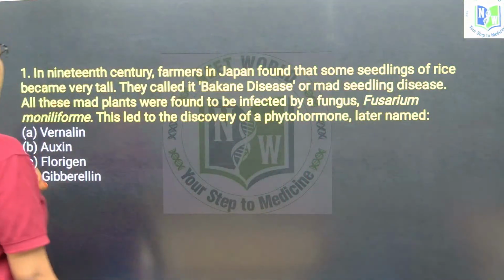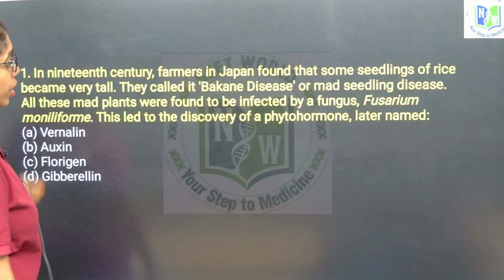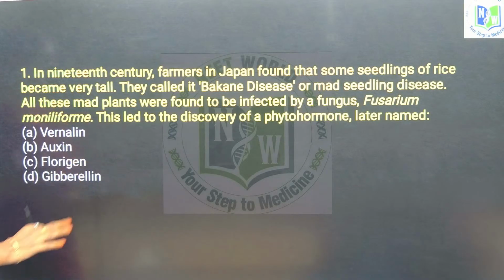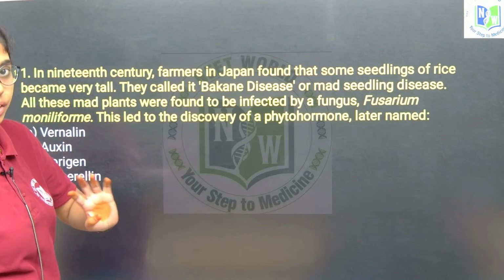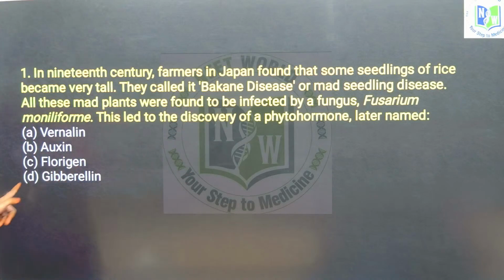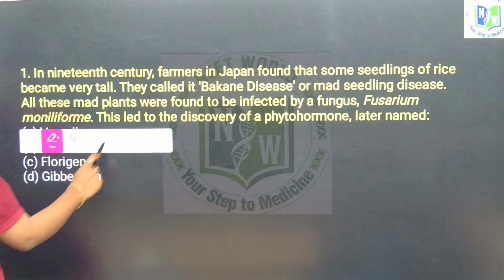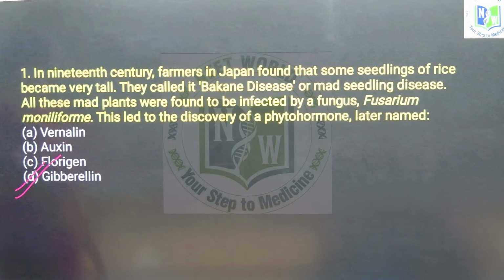Okay. So once again, if we look into the question, what is the phytohormone which was identified from Bakanae disease by Kurosawa? That is gibberellins, which is option D. The right answer is gibberellins, which is option D.